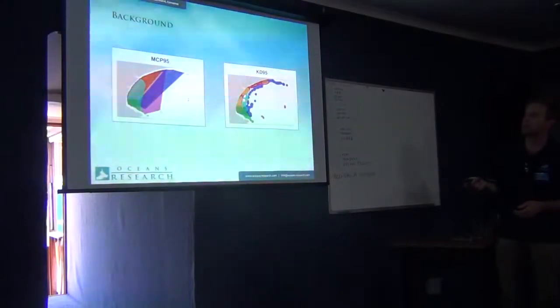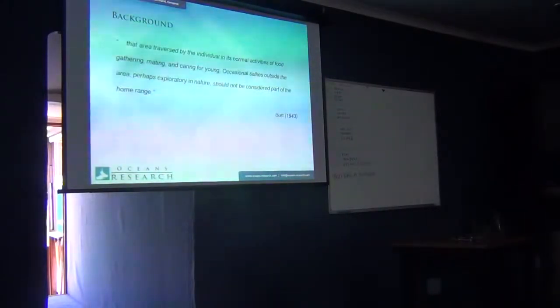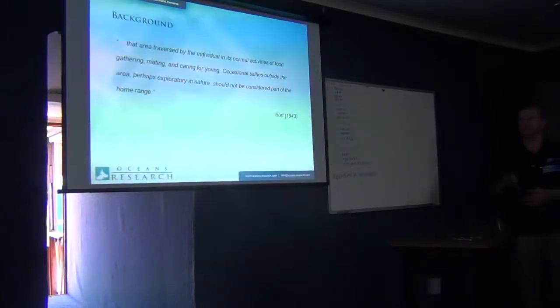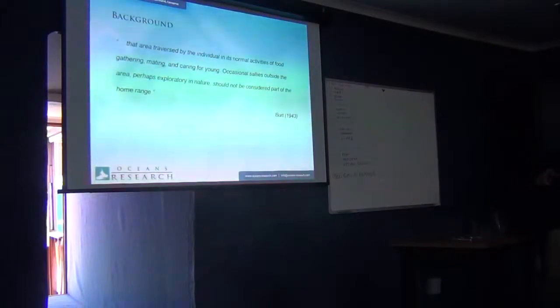So we can take a look here at the actual biological definition of home range. This is from 1943. "That area traversed by the individual in its normal activities of food gathering, mating, and caring for young. Occasional sallies outside the area, perhaps exploratory in nature, should not be considered part of the home range." You can read. I mention this though because it makes sense as a definition, but it's hard to apply quantitatively. We don't have any mention of time here. Over what durations are we talking about? Is this a day? Is it a month?